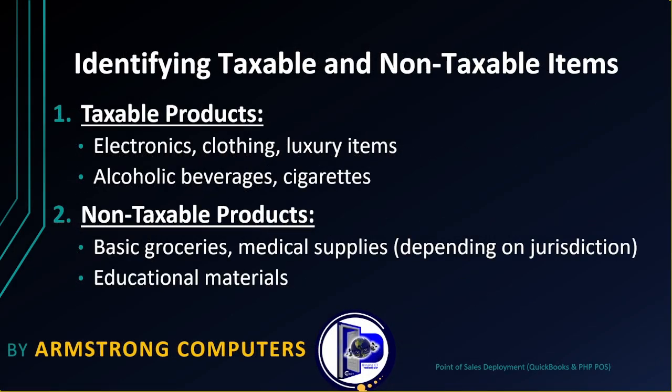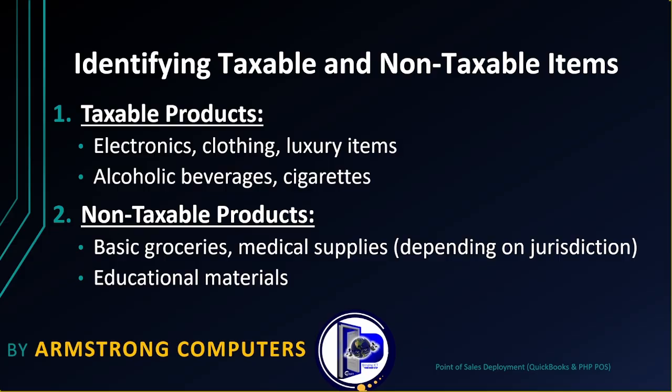We want to identify taxable and untaxable items. So we're looking at electronics, clothing, luxury items, alcohol, beverages, cigarettes as taxable. Non-taxable, we are looking at basic groceries, medical supplies, and educational materials. Please take note of this. As people developing POS systems, all these things I would say are laborious. They are too much for your consumption. But we are bringing it for you to really appreciate what taxation is about.